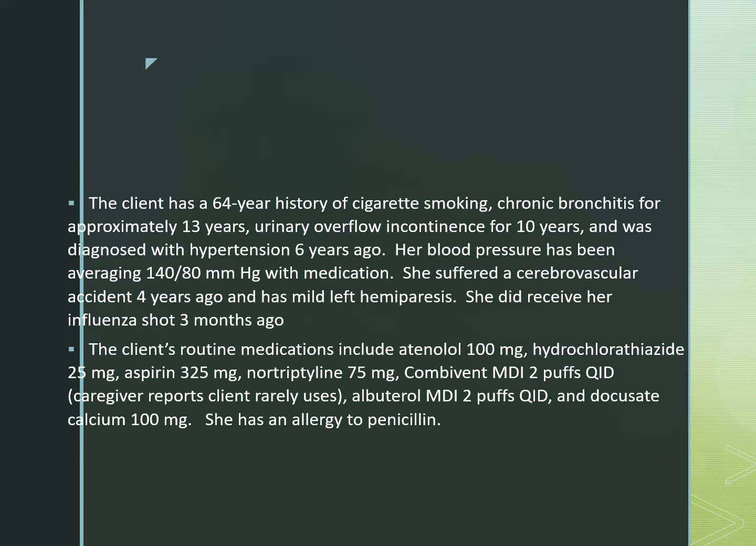So once again, this client has a 64-year history of cigarette smoking, chronic bronchitis for about 13 years, urinary overflow incontinence for 10 years, and was diagnosed with hypertension 6 years ago. Her blood pressure has been averaging 140/80s, and that is with medication. She suffered a cerebrovascular accident, or CVA, 4 years ago, and has mild left hemiparesis. She did receive her influenza shot 3 months ago.